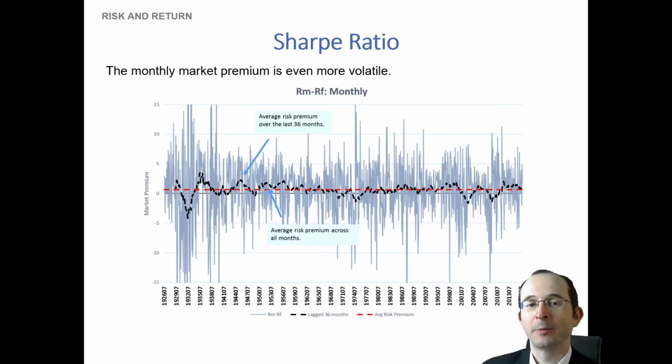So that's annual. What about monthly? Well, we can see that there's even more volatility. Even the 3-year smoothed risk premium is actually quite volatile, which I guess goes to show that the higher the frequency, potentially the more volatility within each observation.